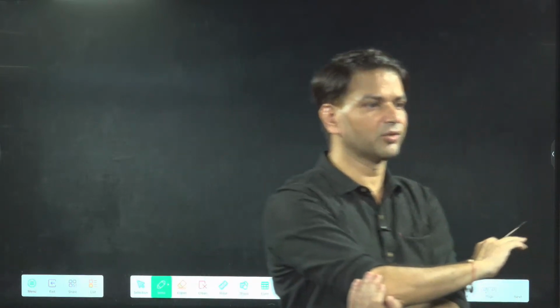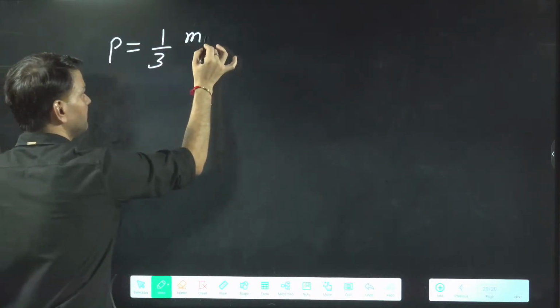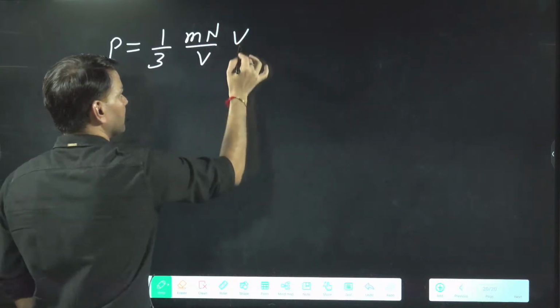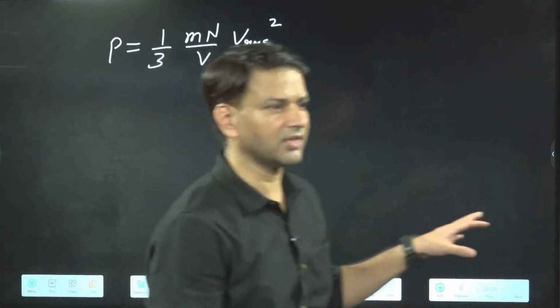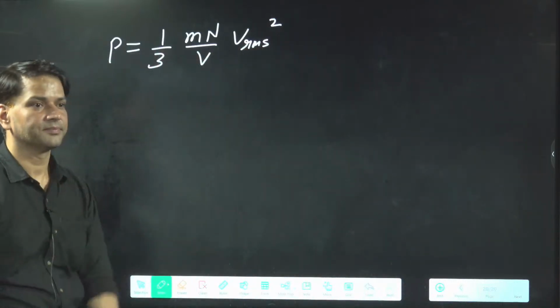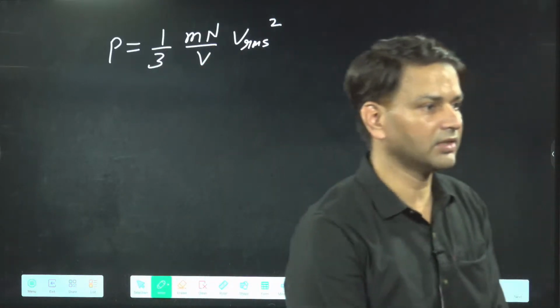So I was discussing pressure of a gas. Your syllabus is up to the expansion of gas. This kinetic theory I am teaching extra, because maybe next week you will get more syllabus. I think this formula you have written, I have discussed up to this. So P was the pressure of a gas, in terms of the average velocity of gas molecules.